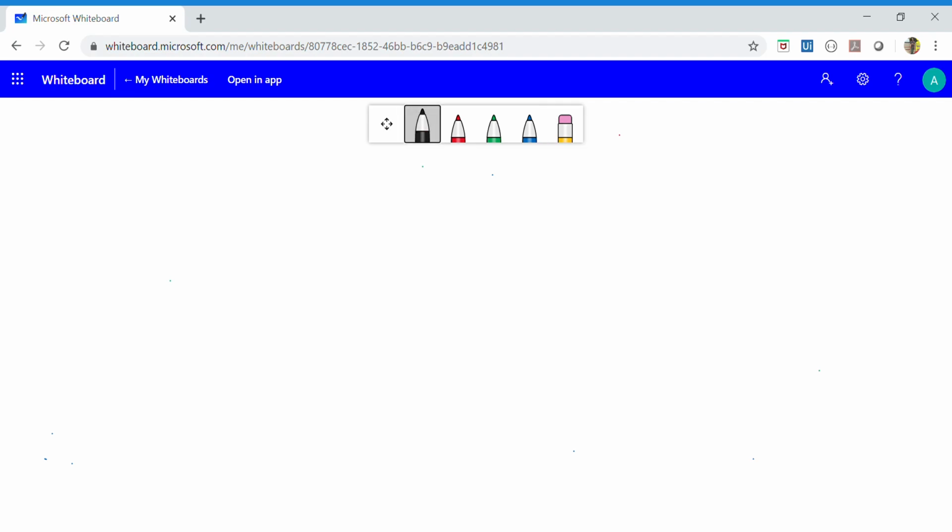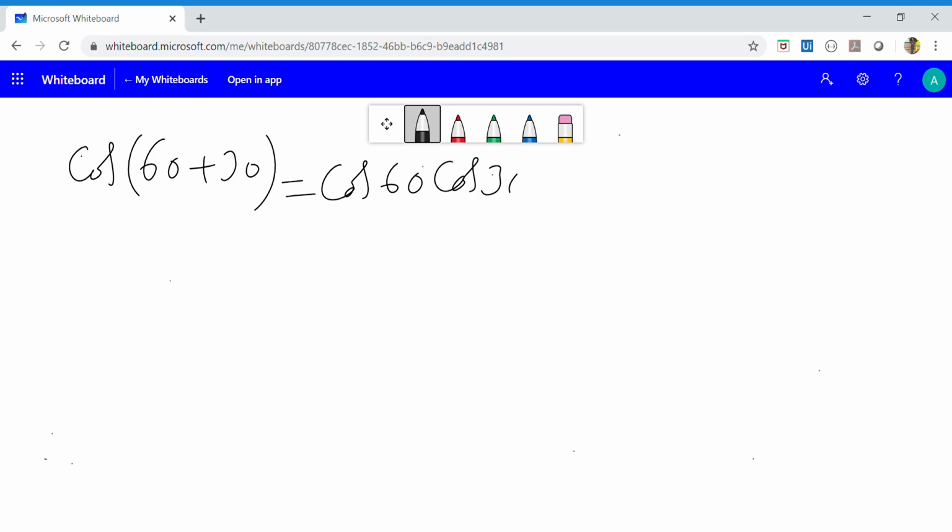Next, 4th question. Cos of 60 plus 30 is equal to cos 60 cos 30 minus sine 60 sine 30. This is also cos of A plus B is equal to cos A cos B minus sin A sin B. So it is value substitution only. So cos 90 becomes the LHS.